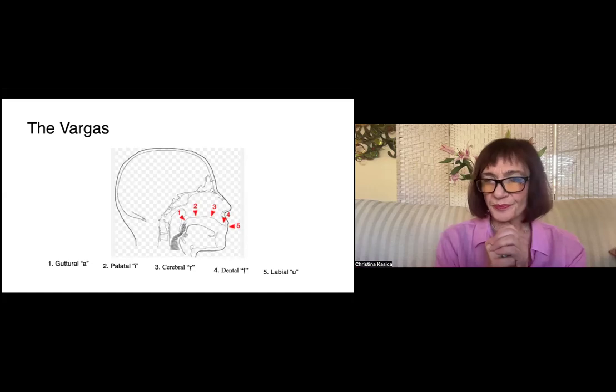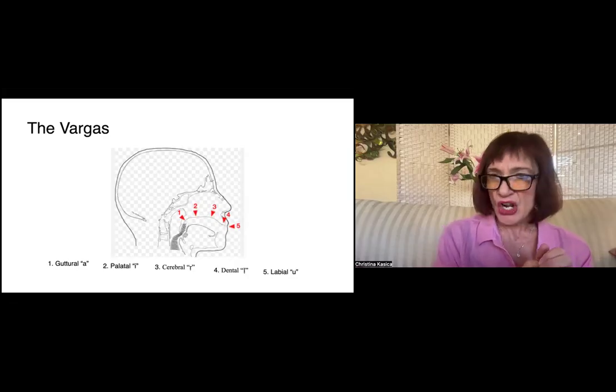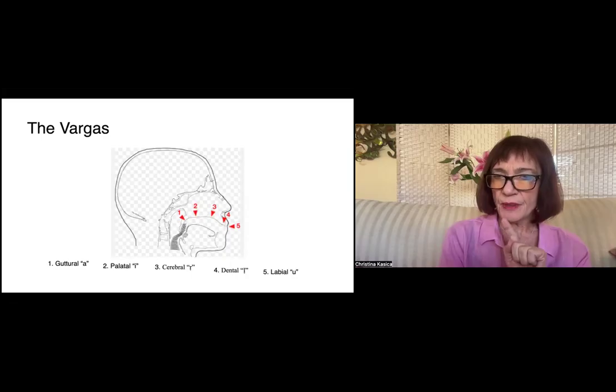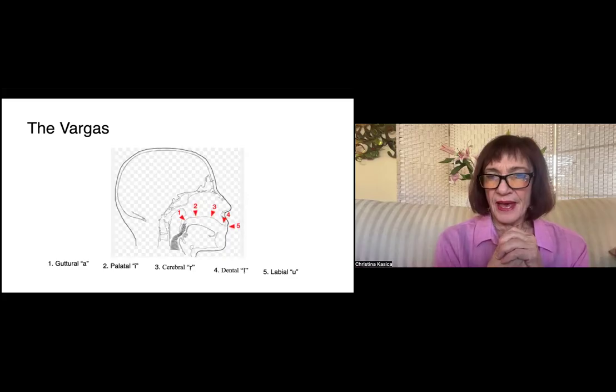That's the hard one. The dental position is behind the back of your teeth. And there we're going to say the vowel lir. So put the tip of your tongue behind your teeth and say lir. Lir. Good.